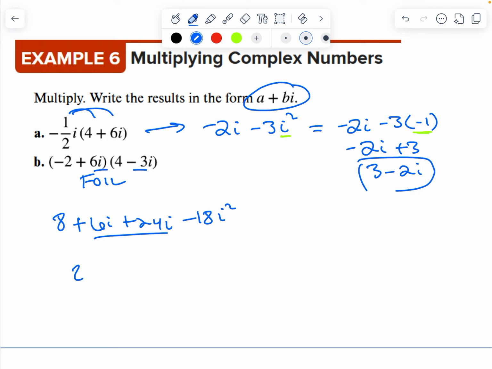Combining those like terms, that would give you 30i. I'm going to go on and change this i squared out for a negative 1. We know anytime we have i squared, it's the same as negative 1.